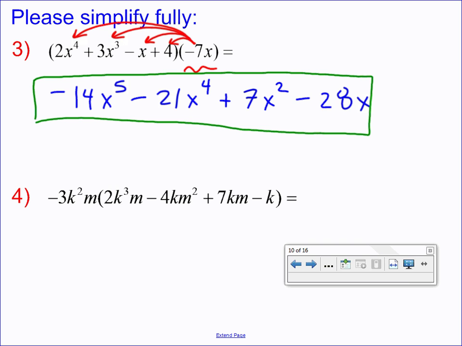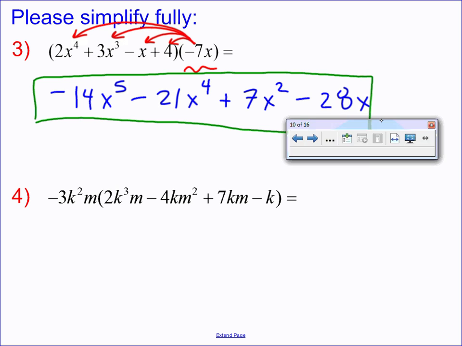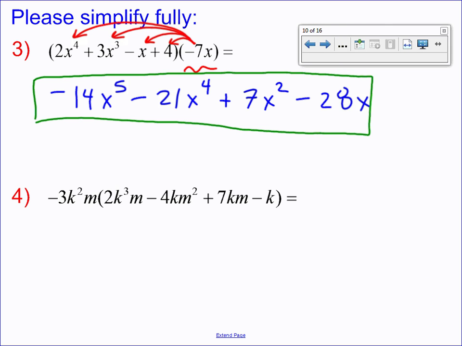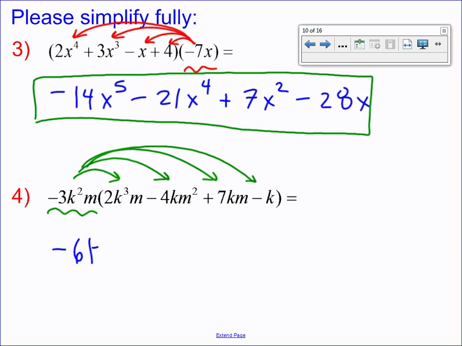All right, let's go ahead and try number 4. In number 4, we're going to take this outside factor, negative 3k squared m, and distribute it through my parentheses term by term. When we do so, we want to make sure that we're watching our signs and our variable exponents. So here we go. Negative 3k squared m times 2k cubed m. Negative 3 times 2 is negative 6k to the 5th power m to the 2nd power.